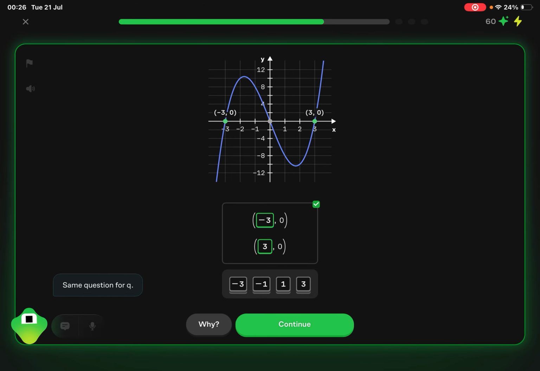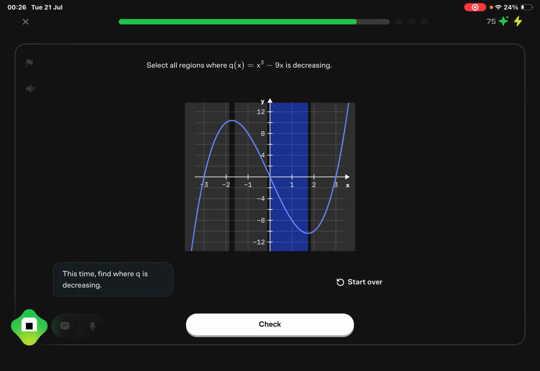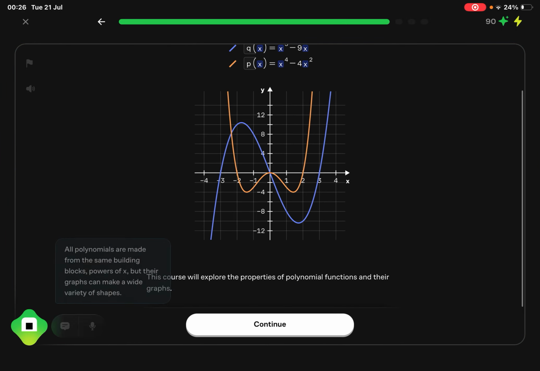Yep. All right, last problem. This time, find where q is decreasing. Yep, exactly. All polynomials are made from the same building blocks. Let's make sure that's stuck.